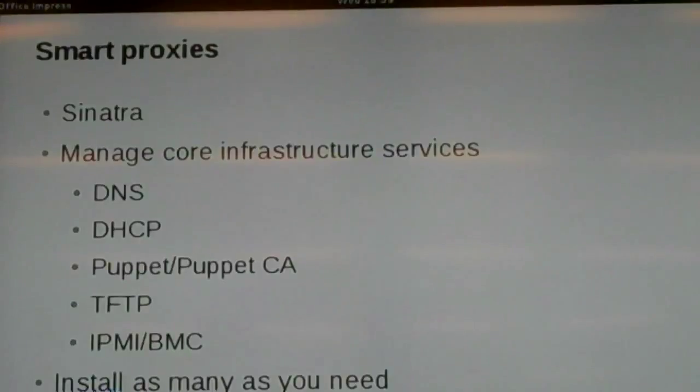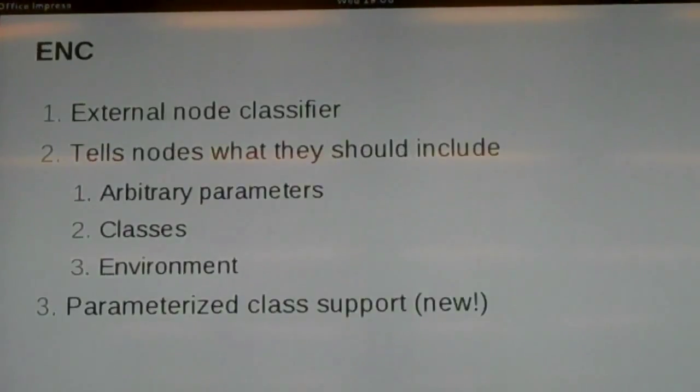So I talked about this a little bit. The smart proxies are just a Sinatra application that you deploy wherever you need it. It's really, really simple. It has a config file where you just say which features are enabled. So a feature is like, hey, I only need TFTP and Puppet CA here. Disable everything else. I can show you that. And IPMI and BMC are pretty new, so you can do power management on physical hosts, which is pretty nice. But that's not exposed to the web UI yet, but it's a work in progress.